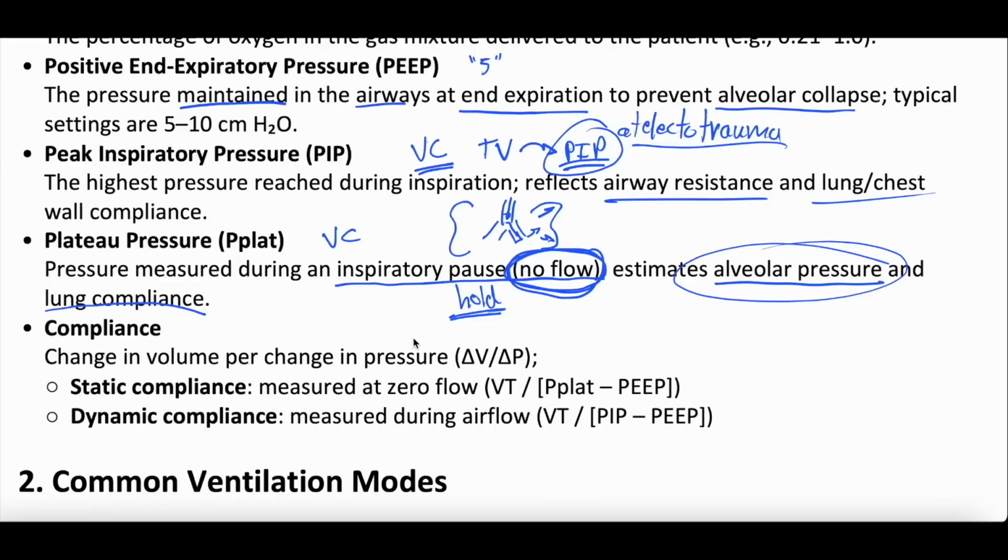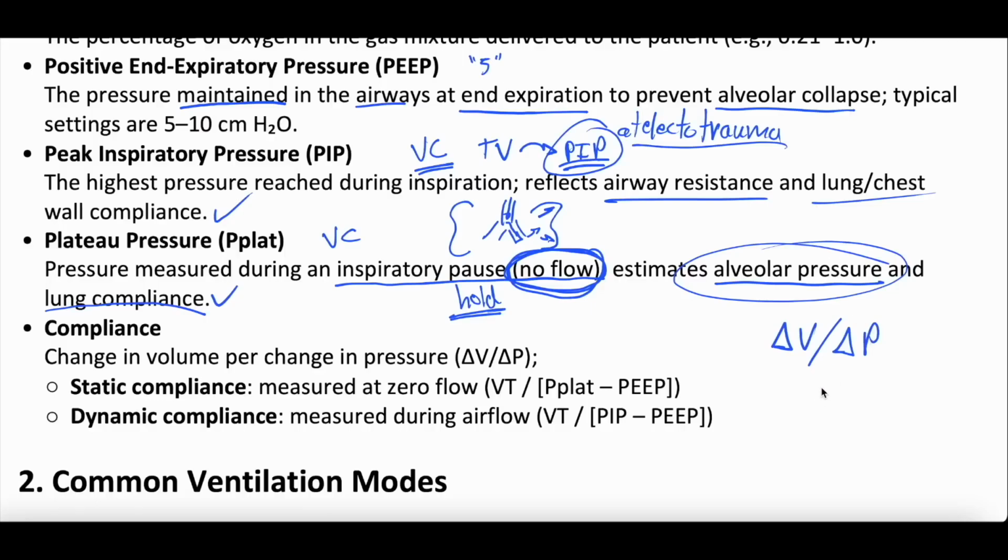All right, compliance. This is going to be the last kind of piece of terminology in the introductory section here. And compliance, we've used it a lot. We keep saying lung compliance, lung and chest wall compliance. Well, what is compliance? Compliance is the change in volume per change in pressure. All right, the delta V over the delta P. So change in volume over change in pressure.